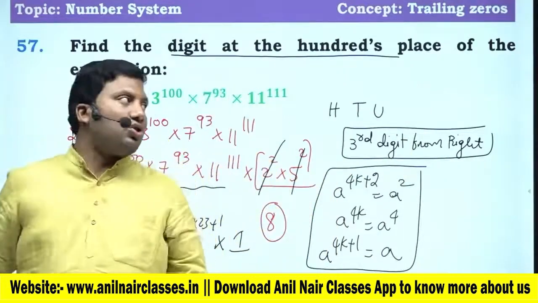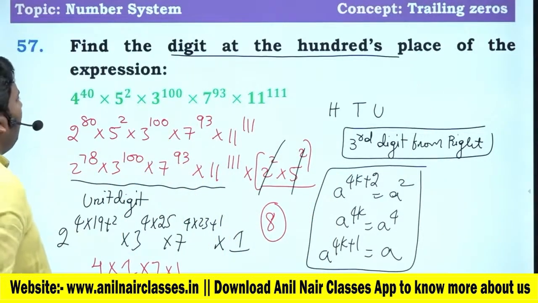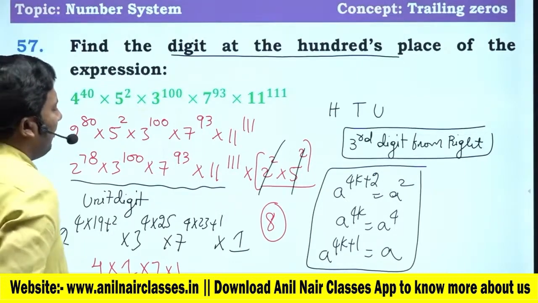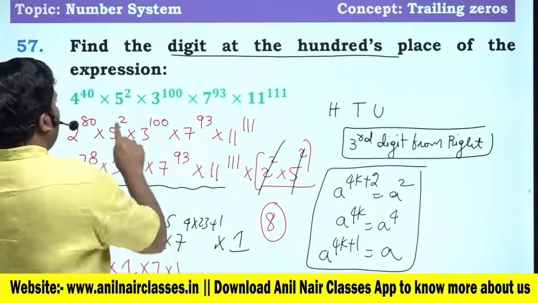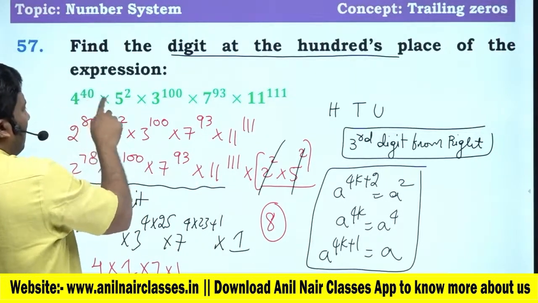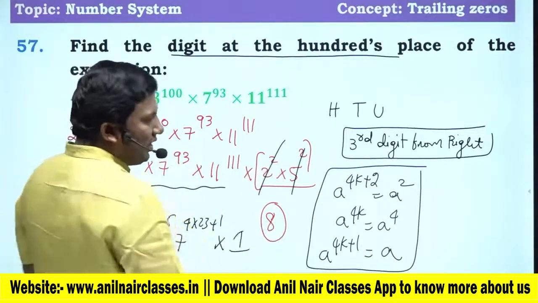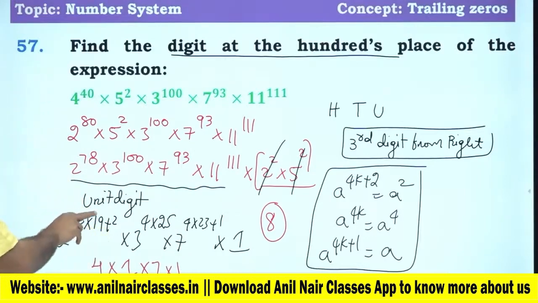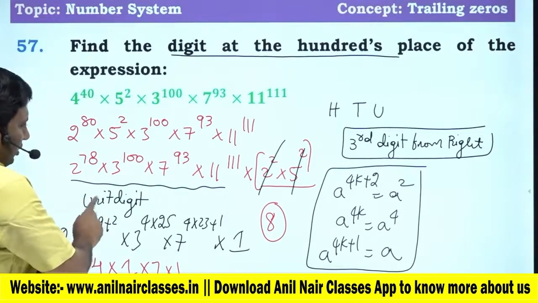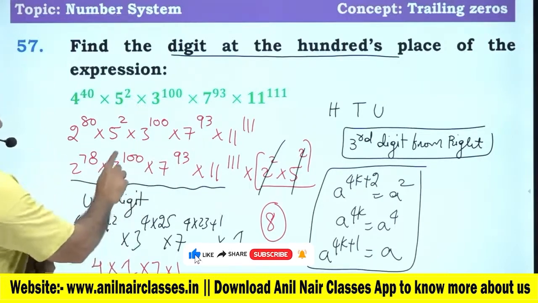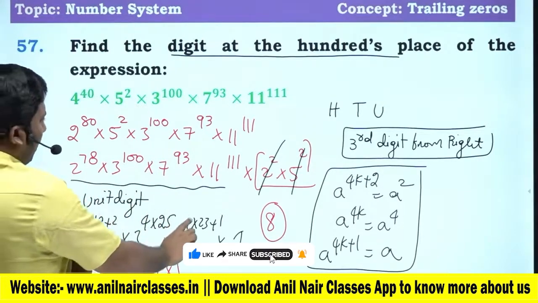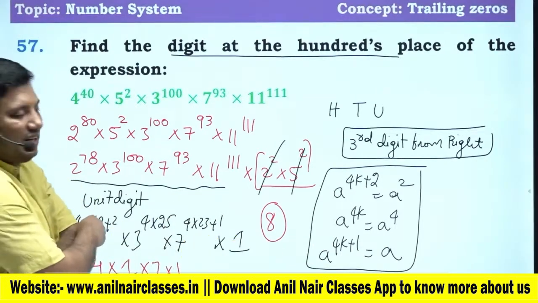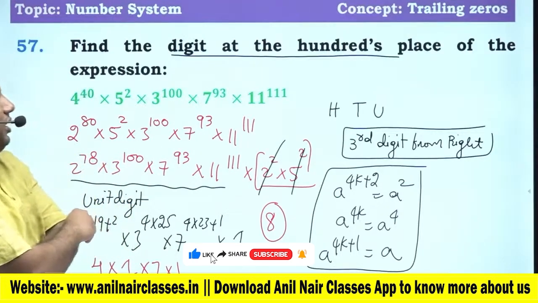Another very good question. 4 power 40 into 5 square into 3 power 100 into 7 power 93 into 11 power 111. 1 power any number is 1. 2 square I took out and 5 square I took out. 2 square into 5 square, the last two digits are 0, 0. 78 is 4 into 19 plus 2, and A power 4k plus 2 is a square, so first is 4. 3 power 4 into 25 gives 1. 4 into 23 plus 1 gives 7. 1 power any number is 1. 4 sevens are 28. The unit digit will be 8.